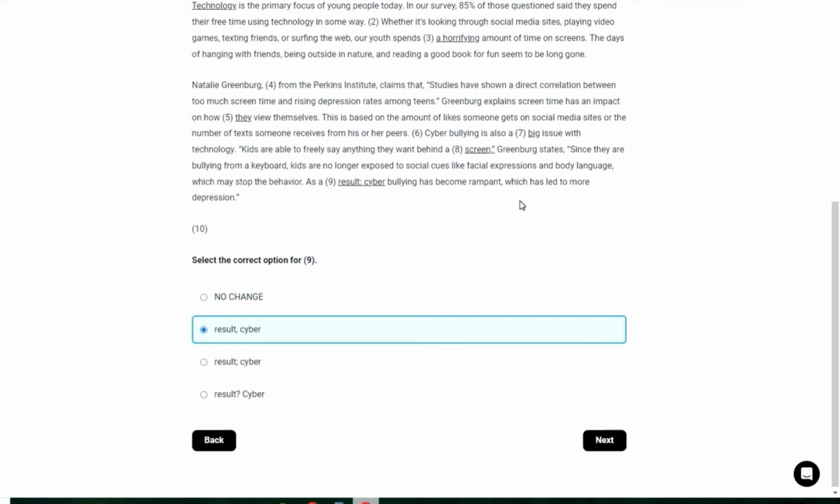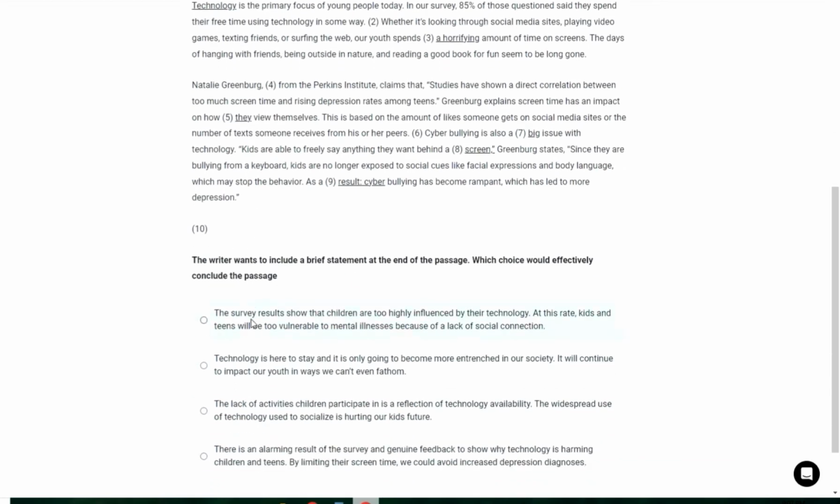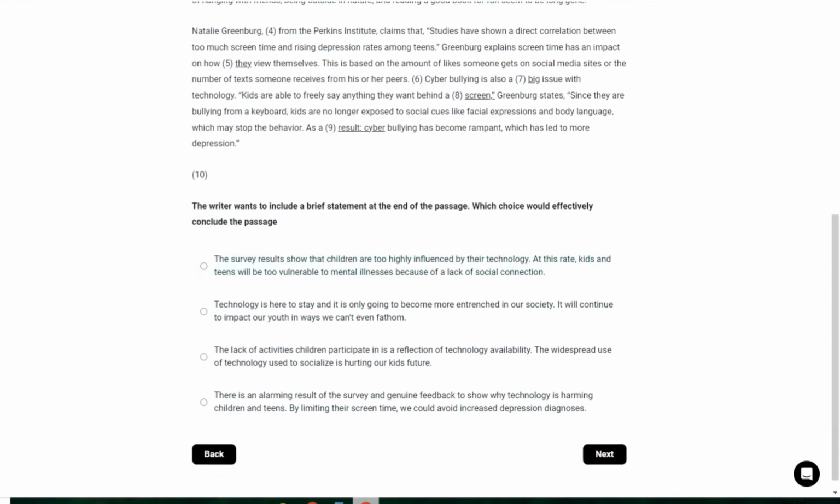Why would we put a question mark there? We're not asking any questions there. We're trying to have a continuation with an introductory phrase. So what would be your answer is having that comma to cut off this first phrase and then to introduce this next thought. And so that's going to be our last one for this page. And then we're going to conclude with a few of these summary ones. It says the writer wants to include a brief statement at the end of the passage.